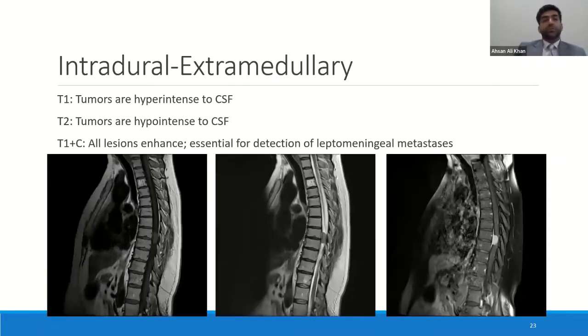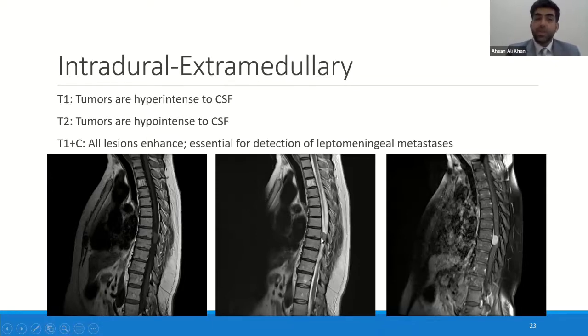So now let's move to the next compartment, the intradural extramedullary. I'm going to start with the basic MRI features of it, what you're going to see. Radiologically, on T1, tumors are hyperintense to CSF. So here's a tumor. I hope all can see my cursor. This is a tumor, and here this dark area is the CSF. So these are hyperintense to CSF.